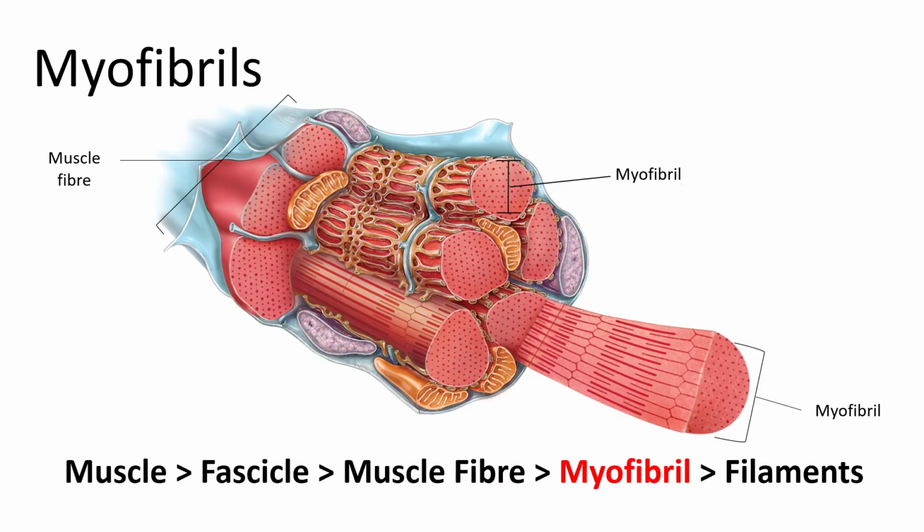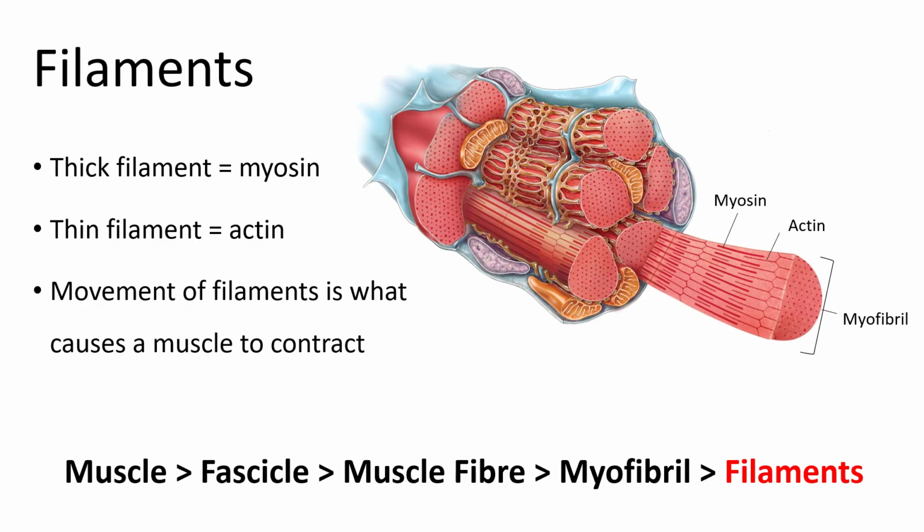Here's a slightly different diagram which shows you a closer view at the muscle fiber and myofibrils. You can clearly see that the muscle fiber contains a collection of myofibrils, but you can also see the filaments at the base of this image. Filaments are tiny protein structures found within the myofibril. There are two distinct forms of filaments. We have our thick filaments, called myosin, and then we have our thin filaments, which are called actin.